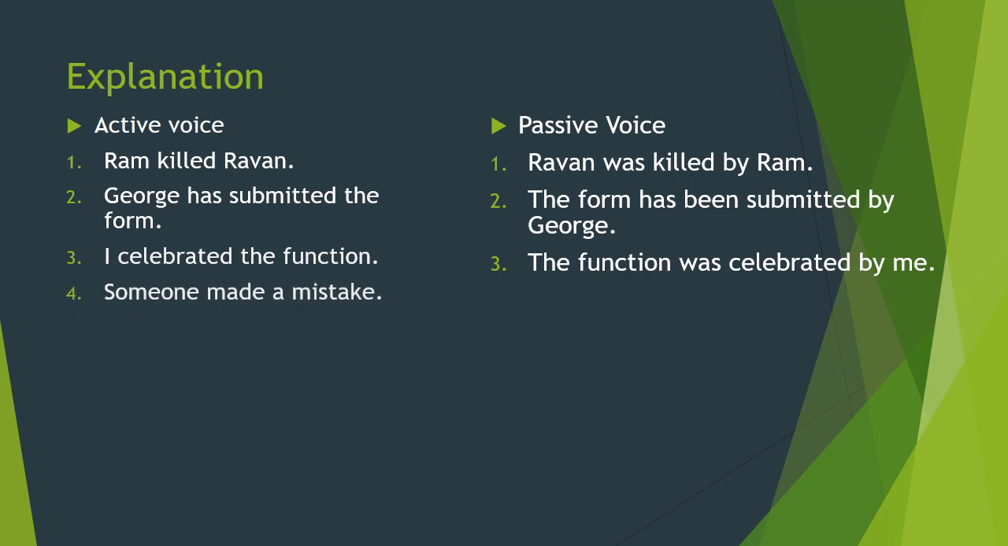Fourth sentence, someone made a mistake. Someone is the subject, made is the verb which is in past tense, mistake is the object. You can exchange the subject and the object in the passive voice. Made will change to was made, and made is again the past participle form of the verb. So in passive voice it will become a mistake was made by someone.